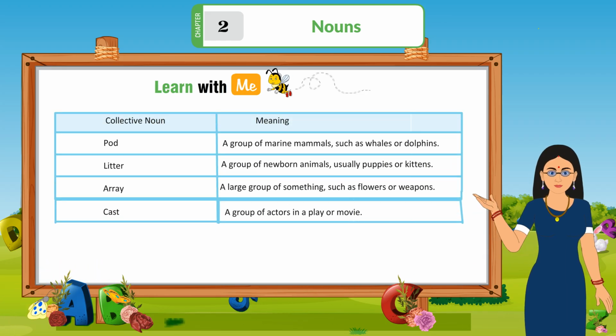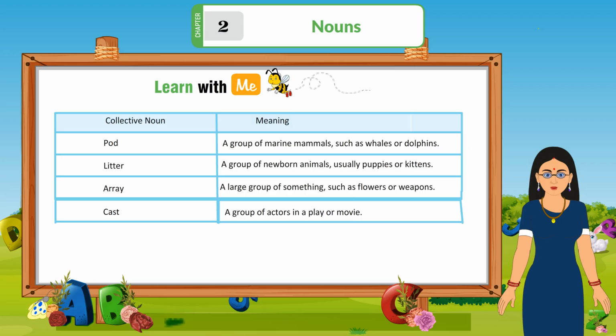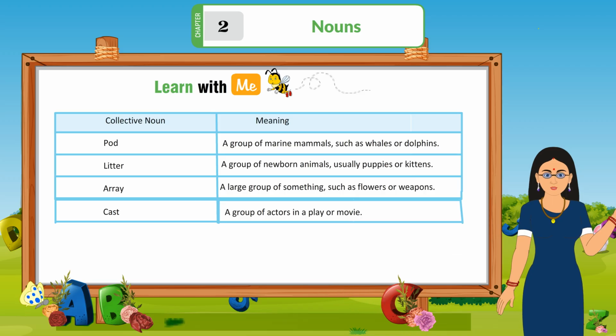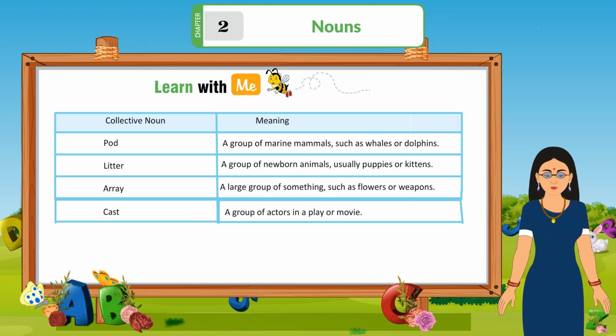Pod, a group of marine mammals such as whales or dolphins. Litter, a group of newborn animals, usually puppies or kittens. Array, a large group of something such as flowers or weapons. Cast, a group of actors in a play or movie.